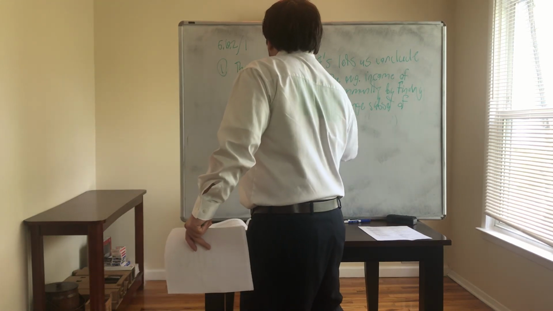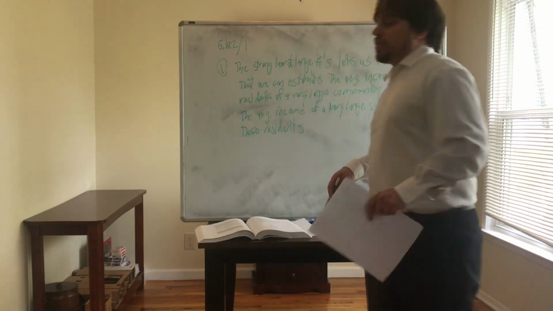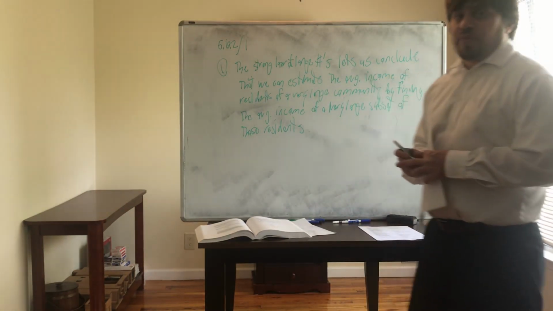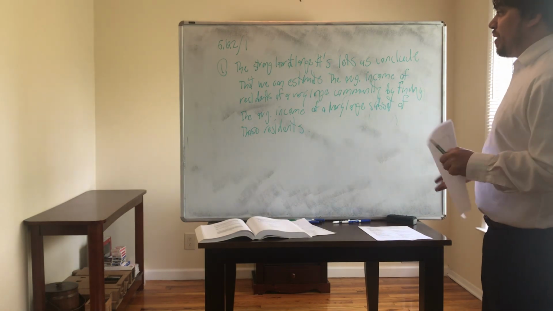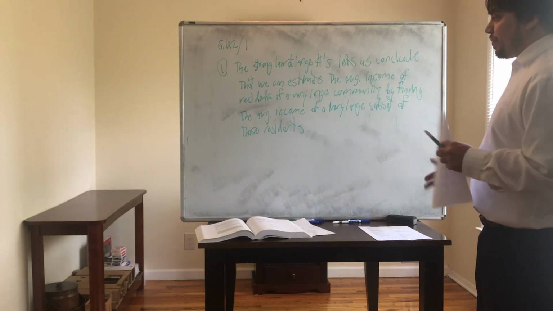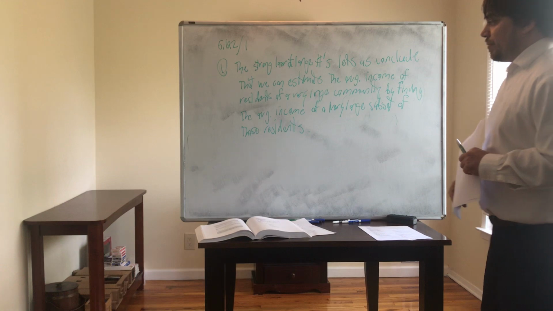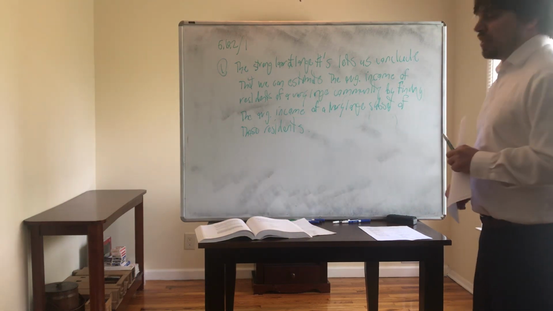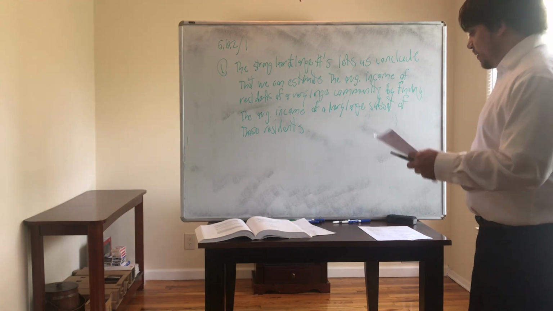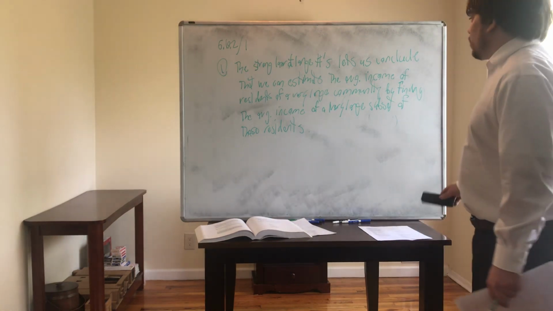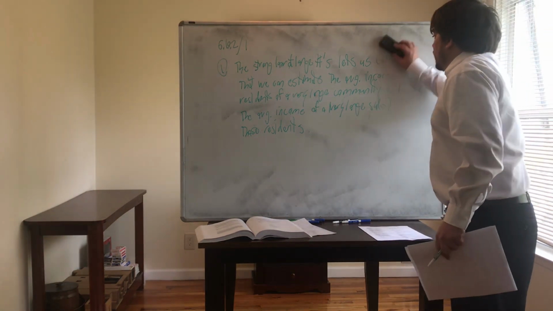Okay, so if you choose a very large subset of the residents and you find the average income from those people, then that is a very good estimate for the average income for everyone in the neighborhood. The strong law of large numbers lets you say that. Okay, so that's 6.10.2, number 1.